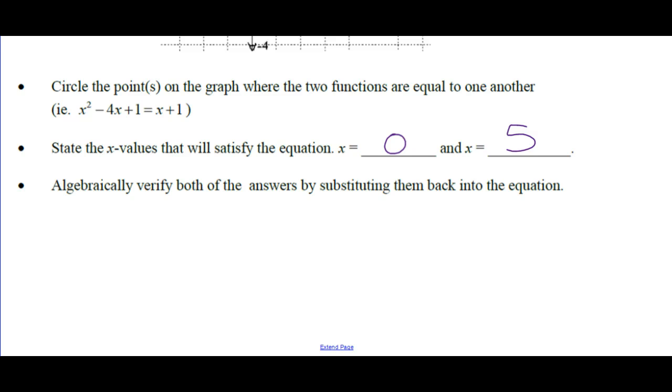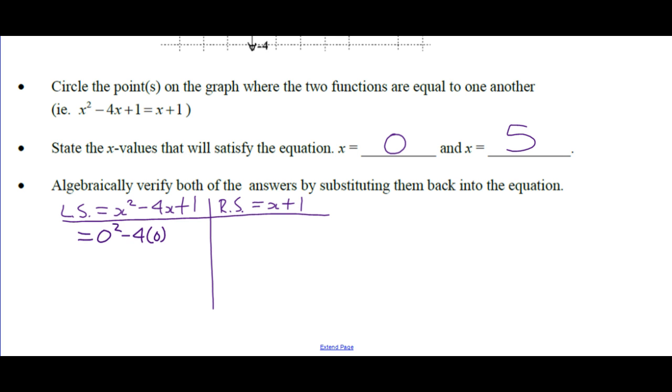Okay, so we do the same thing, right? The left side is x squared minus 4x plus 1. The right side is equal to x plus 1. We're going to throw in an x value of 0 and work out the left side. So this is equal to 0 squared minus 4 times 0 plus 1. And this is equal to 0 plus 1. And so they're both equal, right? That's actually pretty easy because putting a 0 into the left side, either way, we're just left with the constant value.